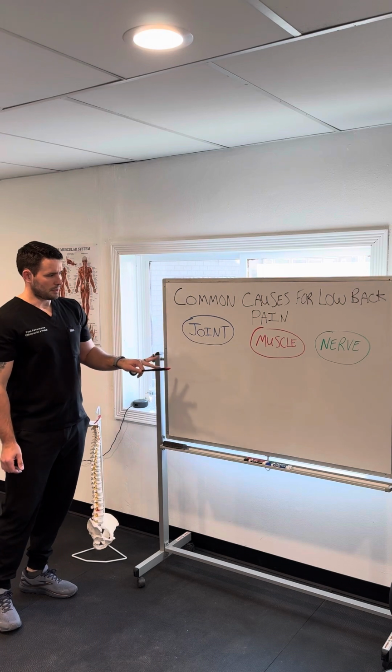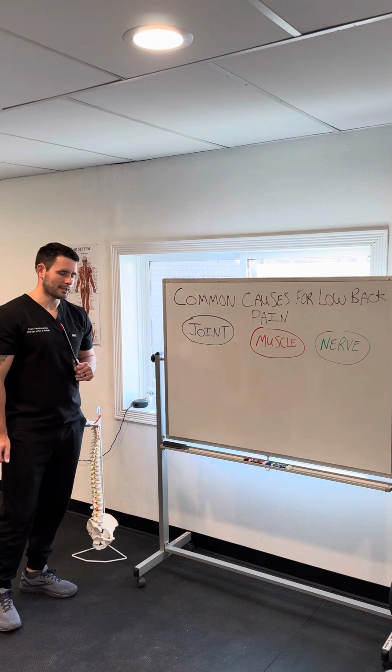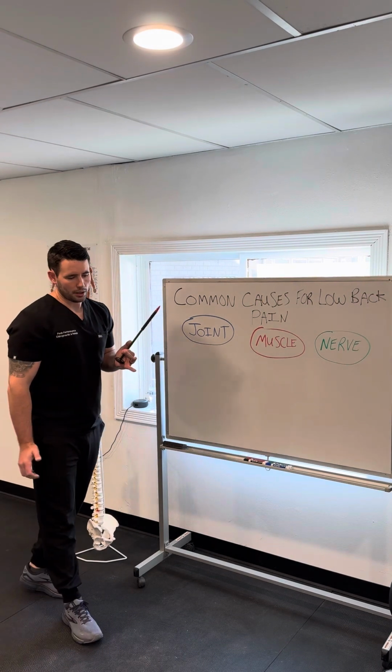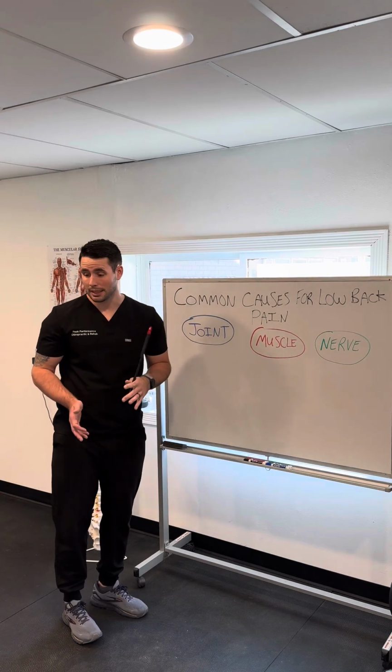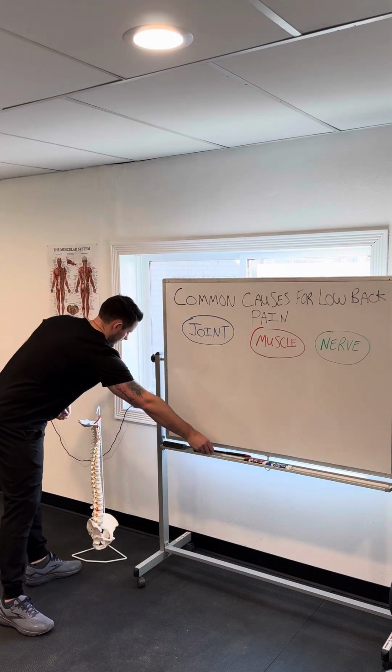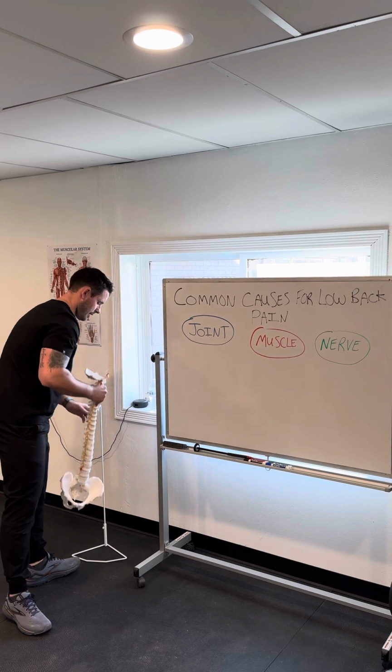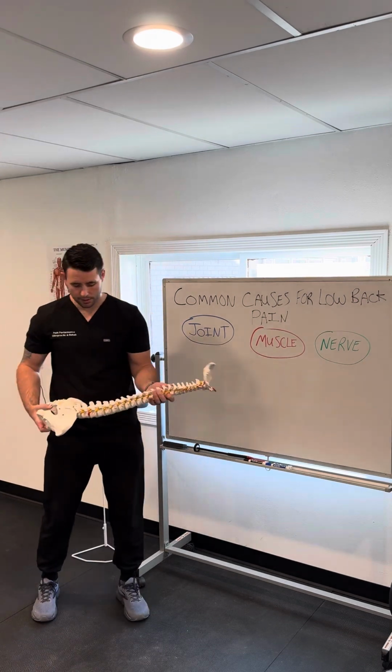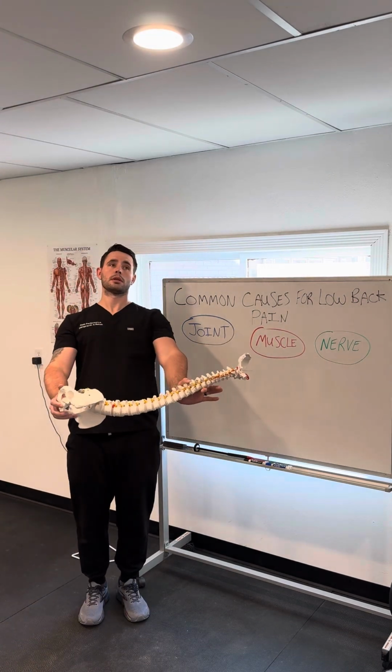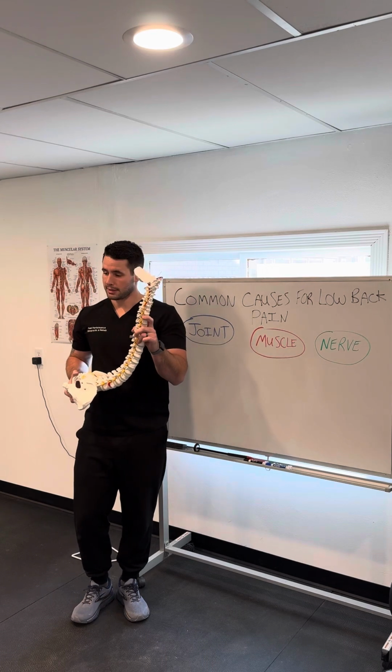Now, things we like to do for these, for the joint, a common exercise we look at is what we call a McKenzie press up. So for this, you're gonna lay on your stomach. And what we're doing is we're passively pushing into the ground, kind of like a cobra pose. And what we're doing is we're mobilizing those joints.